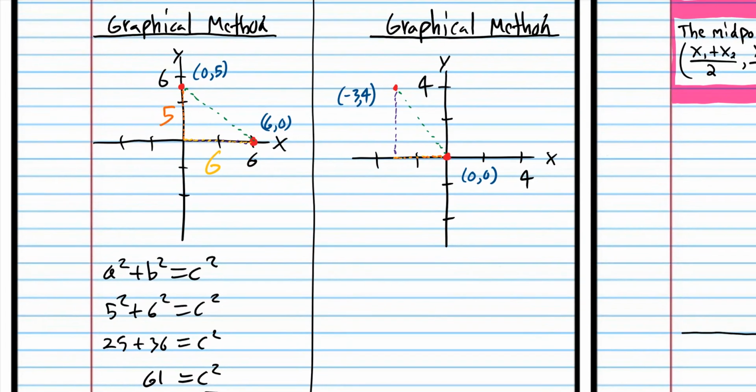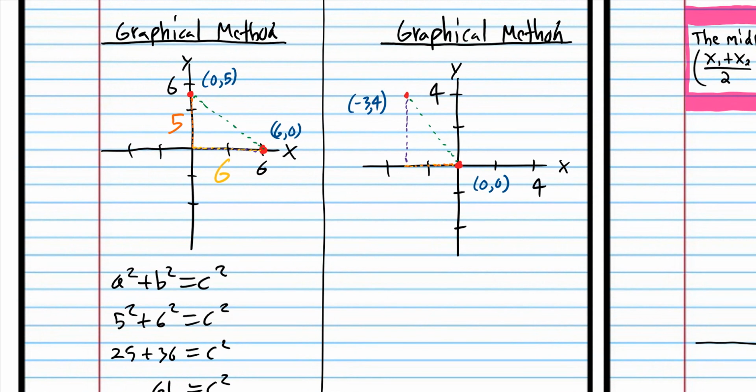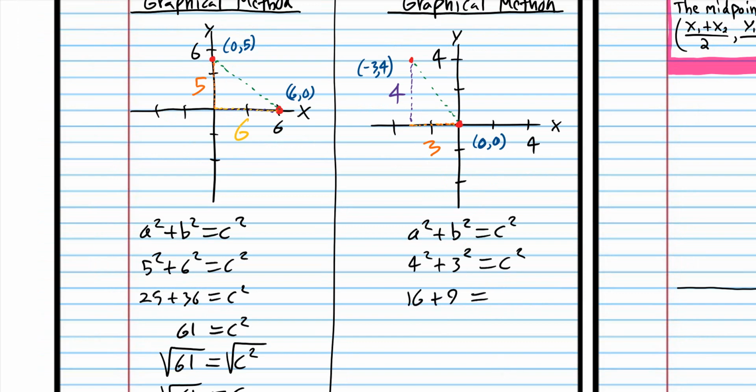So we have the Pythagorean theorem. Subtract the x values and we get -3. I can just change it to +3. And subtract the y values, I can just get +4. And then we use our Pythagorean theorem. And we get 4 squared plus 3 squared is equal to c squared. And we have 16 plus 9 is equal to c squared. And we have 25 is equal to c squared.